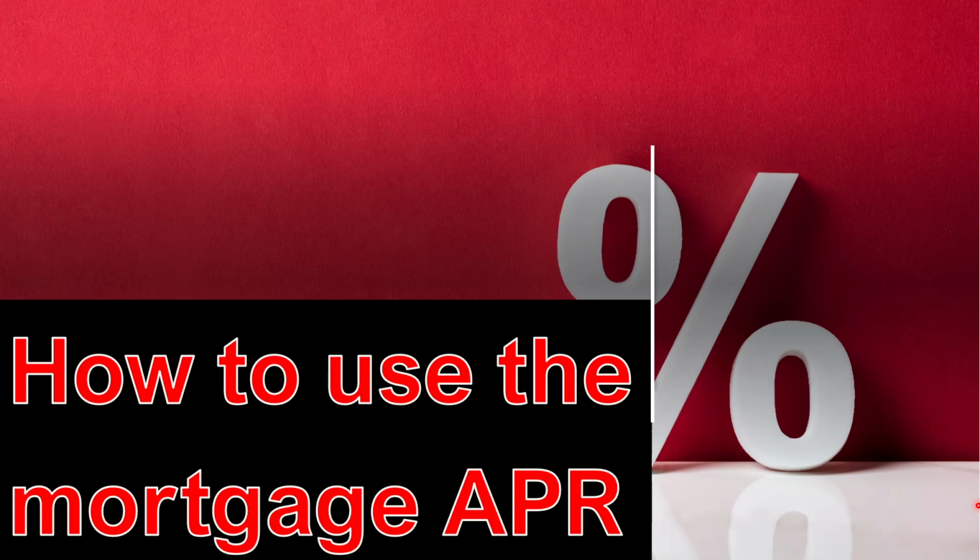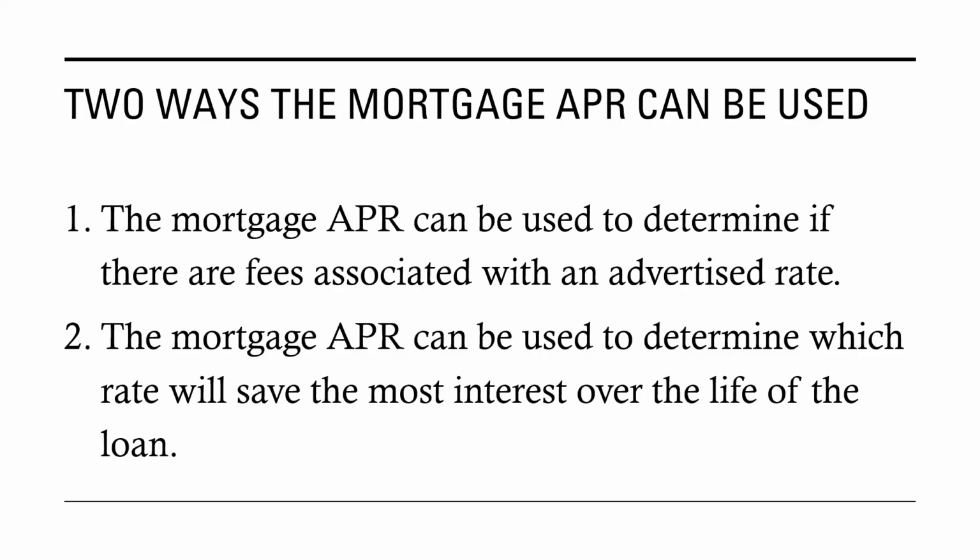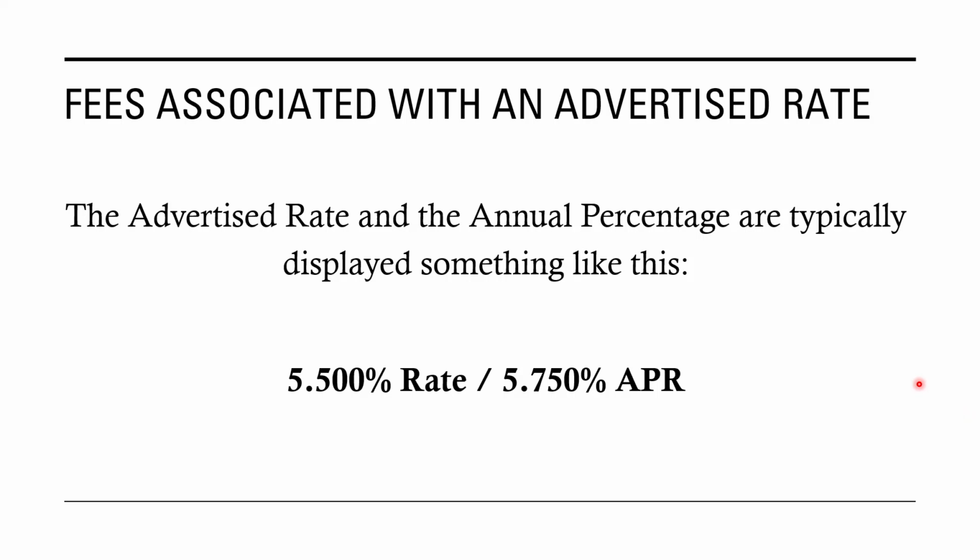Welcome. This is going to be a quick class on how to use the Mortgage APR when you are out shopping for a home loan. Here are two ways the Mortgage APR can be used when you're out shopping for a home loan. Number one, the Mortgage APR can be used to determine if there are fees associated with an advertised rate. And number two, the Mortgage APR can be used to determine which rate will save the most interest over the life of the loan. All right, we'll start off with fees associated with an advertised rate.